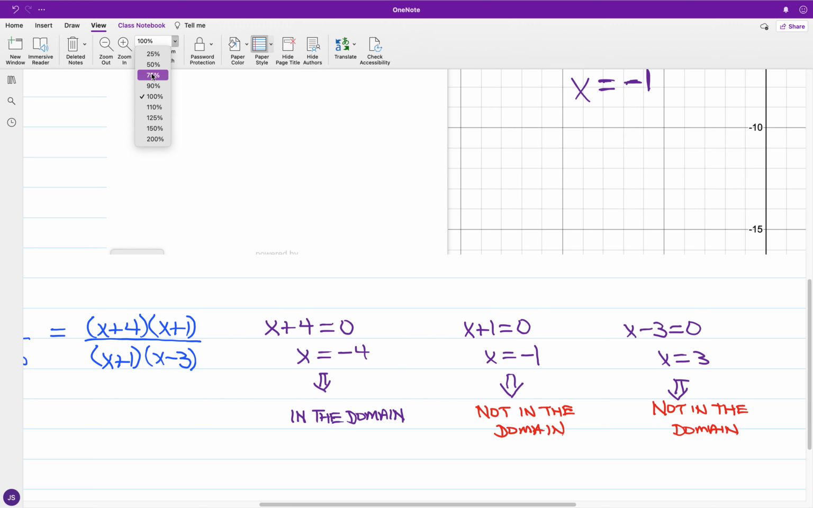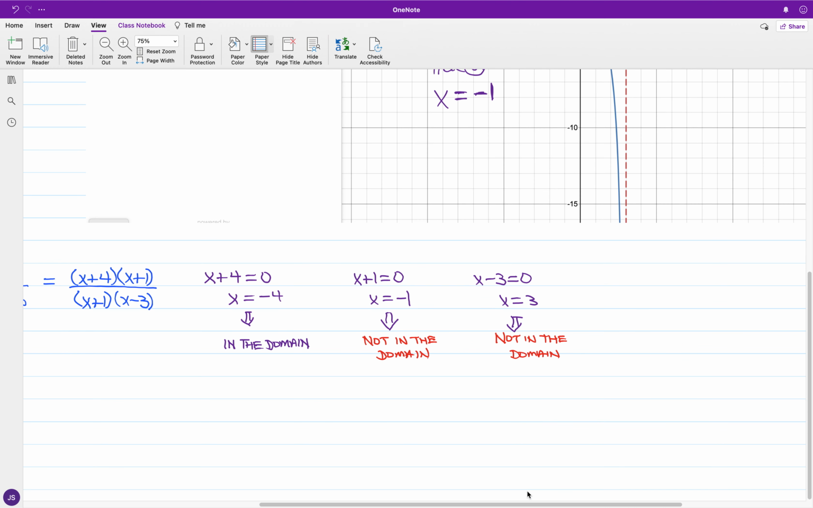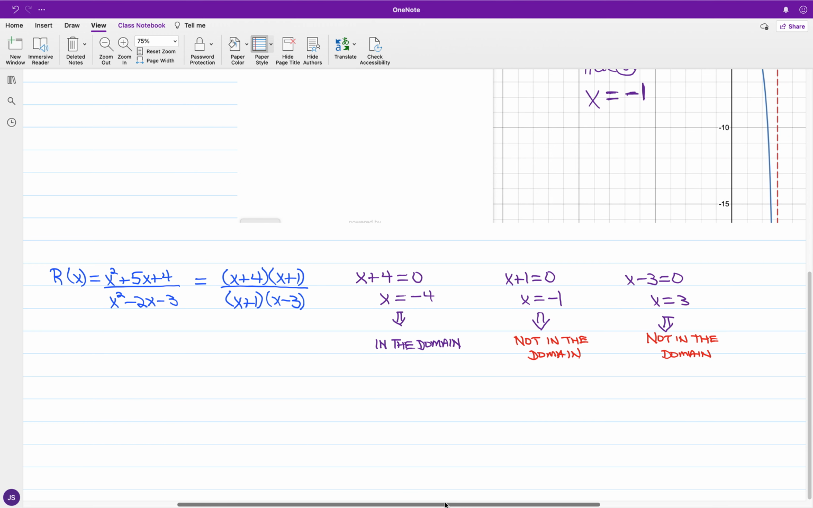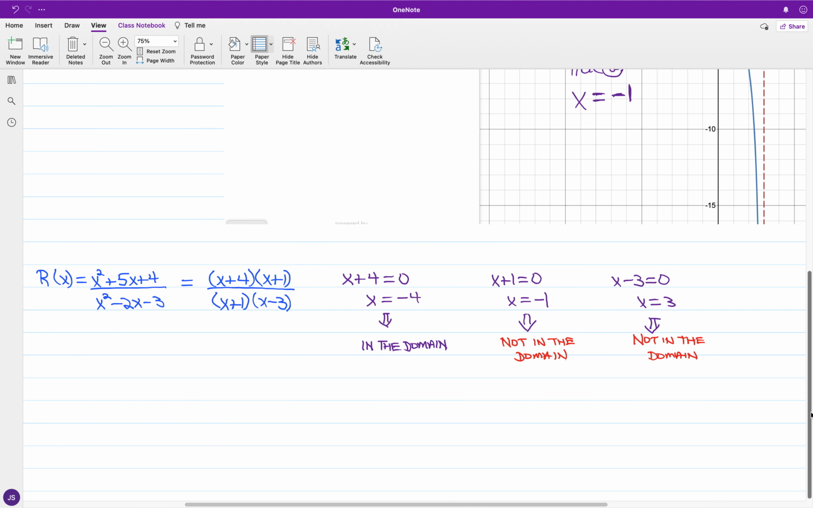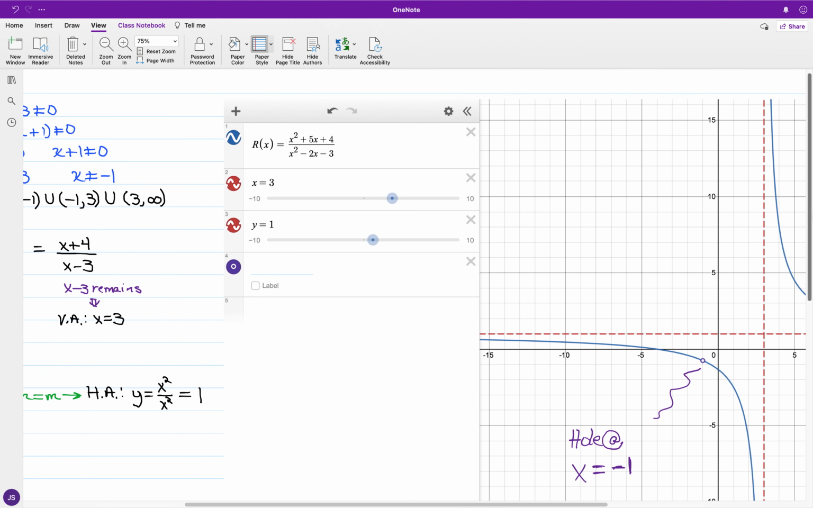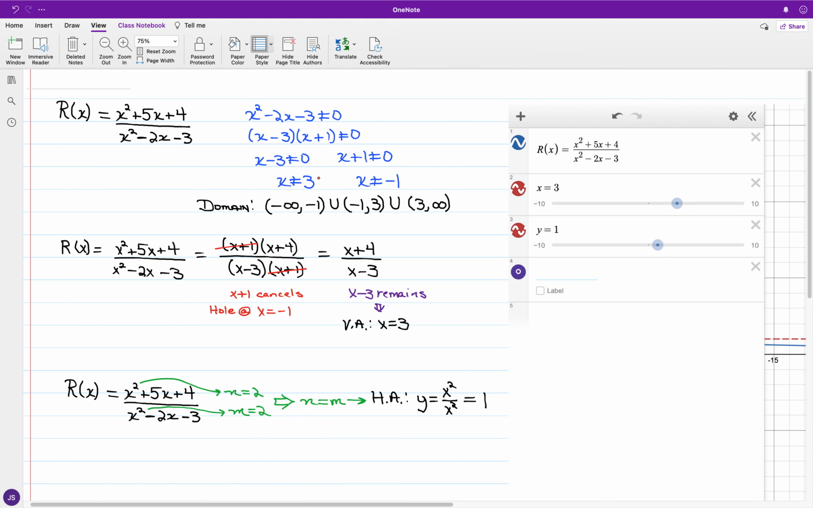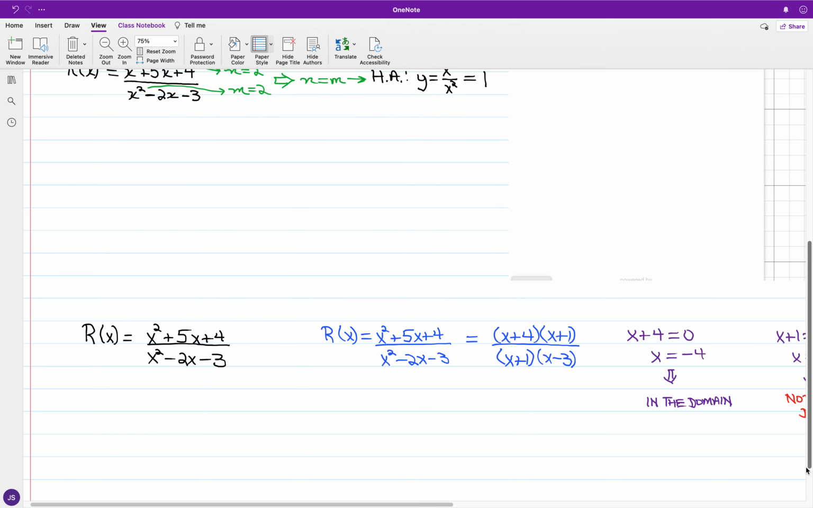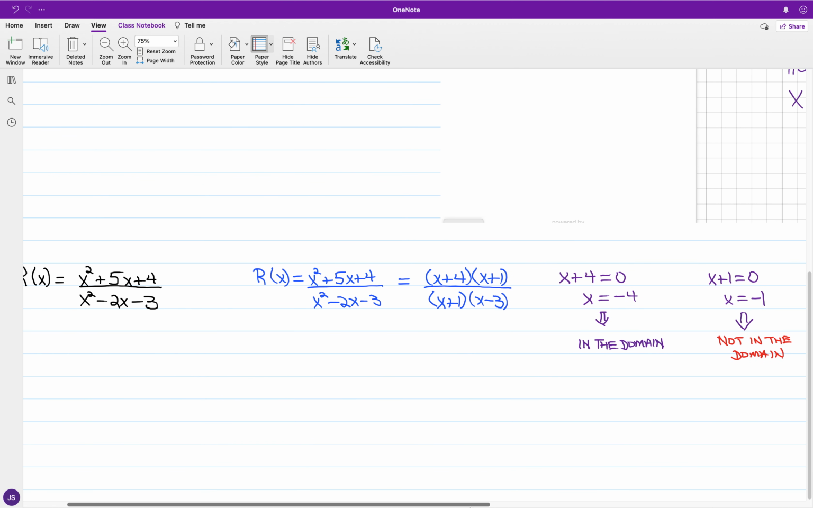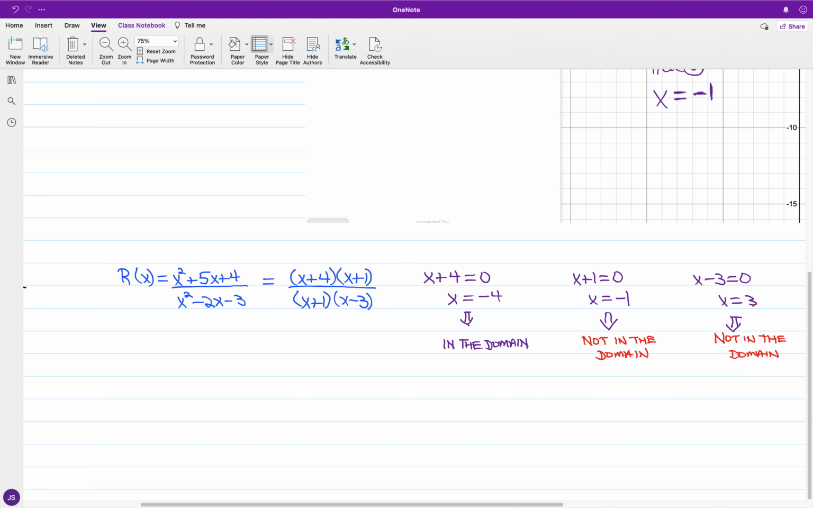So, just to readdress what is in the domain and what is not: once again, when we were looking for the domain, only 3 and negative 1 were restricted. This is from a different angle, but it says once again that 3 and negative 1 are restricted, not in the domain, and negative 4 is not restricted, so that is in the domain.